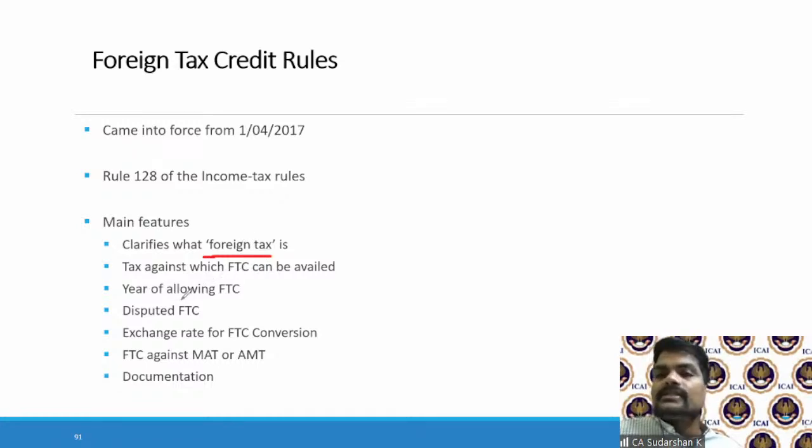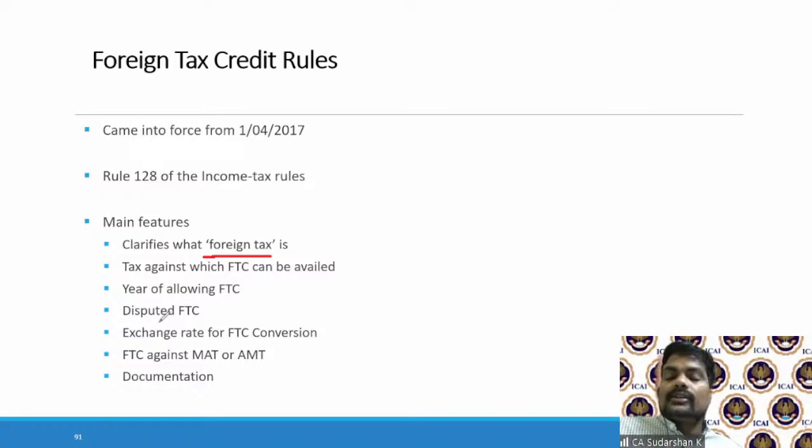Similarly, there may be situations where that country would follow a calendar year. India follows a financial year. So there may be some overlap. Which year should I claim, which year should I not claim? Can I claim Jan, Feb, March of next year in this year? Especially the US goes on calendar year. So those things have been clarified in the foreign tax credit rules.